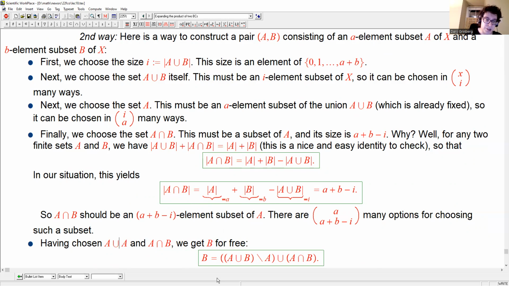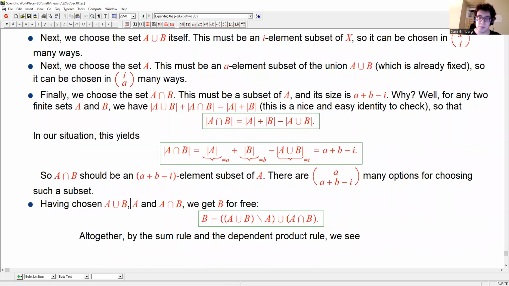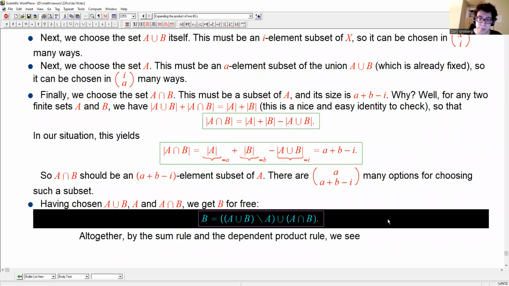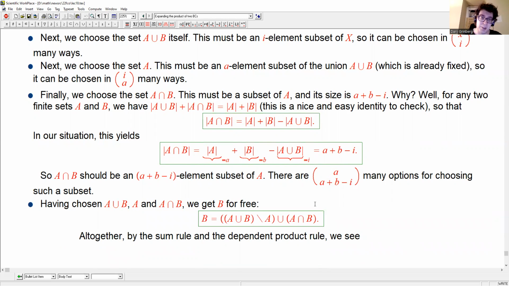And I should, of course, say we also have chosen the union. So I'm leaving a few things unsaid here. In particular, I'm leaving it unsaid that if you choose A union B, A and A intersect B in this way, then this resulting set B will indeed be a b-element subset, and its union with A will indeed be the union that we chose, and its intersection will indeed be the intersection that we chose. Strictly speaking, this has to be proved, but it's all a matter of finite sets, so it's just like Venn diagram thinking.